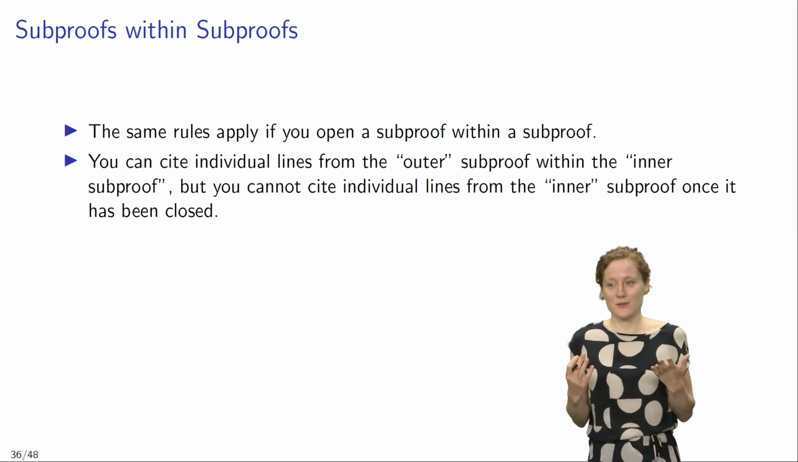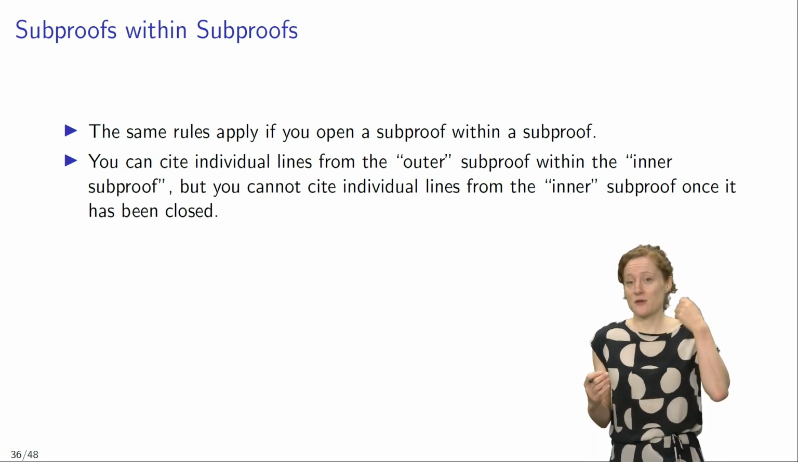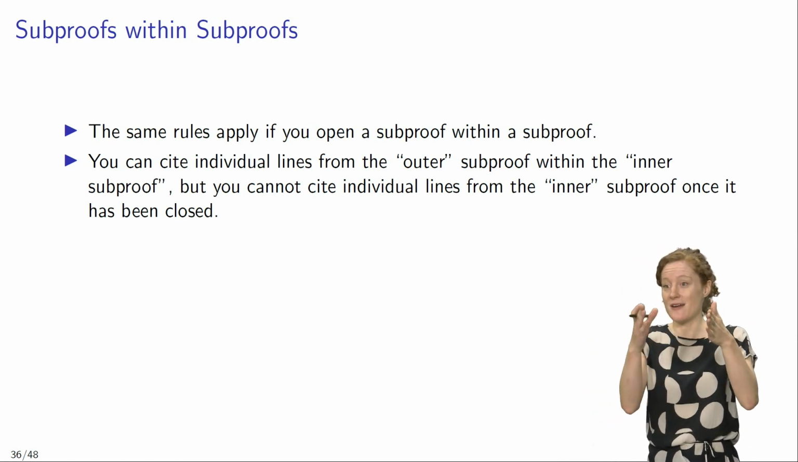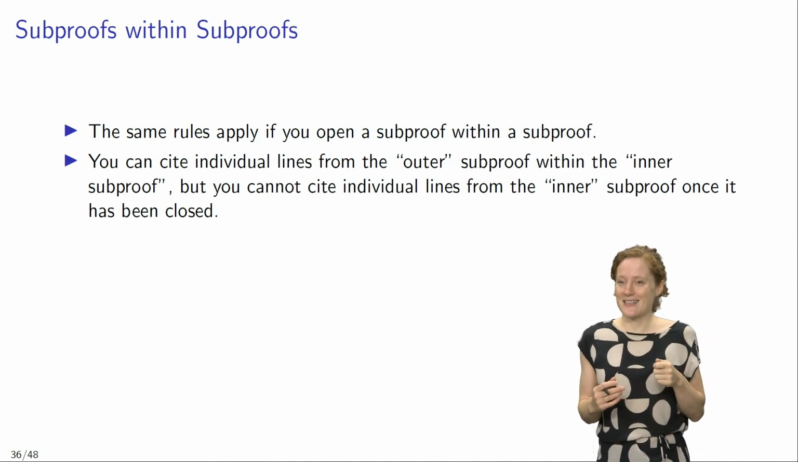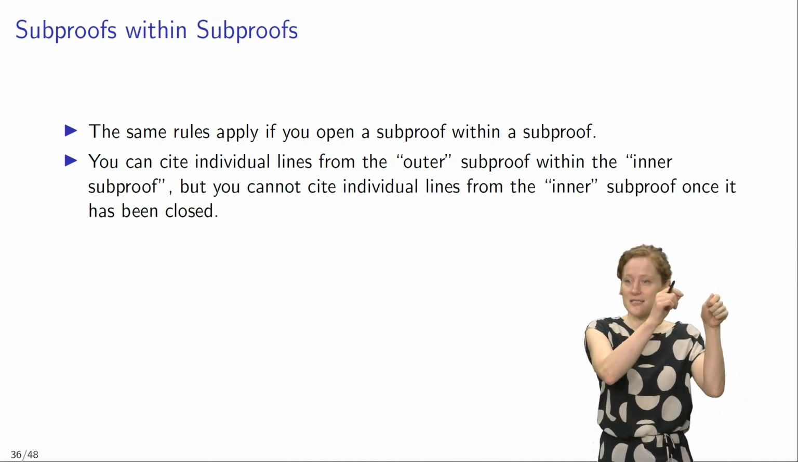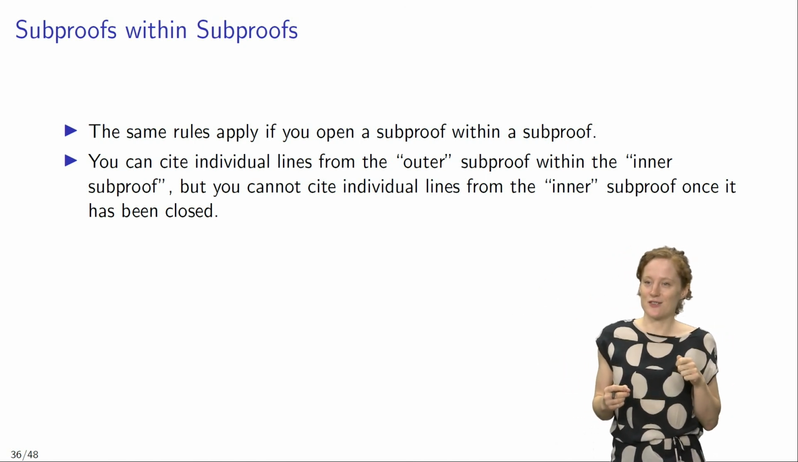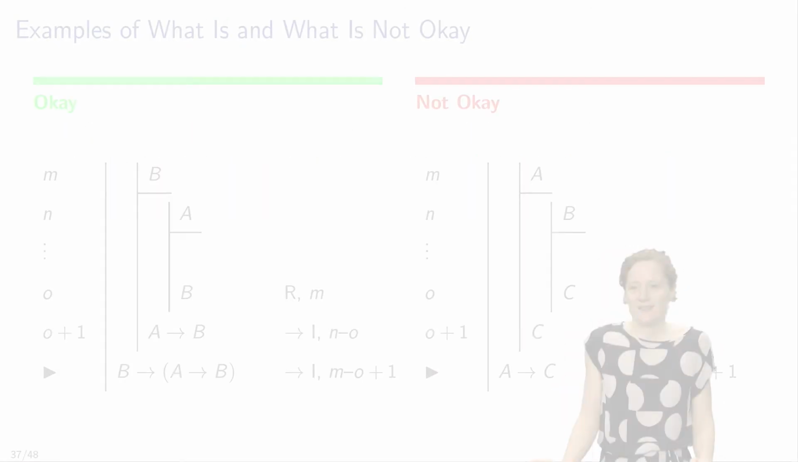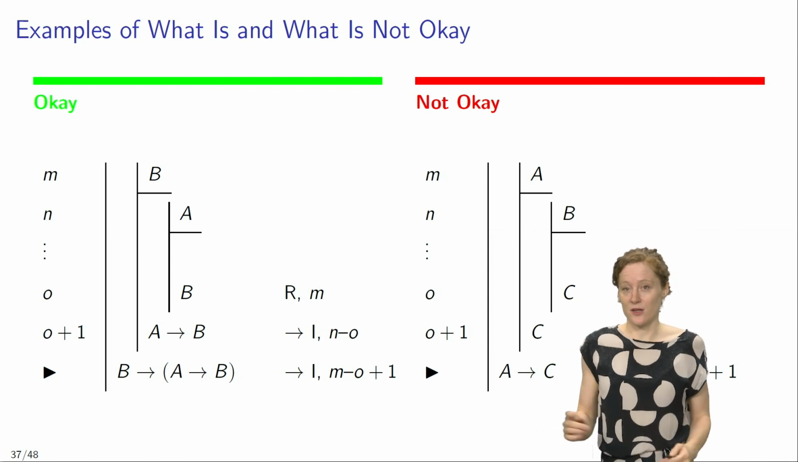The very same constraints also apply if you open subproofs within subproofs. So sometimes you will be required to start a subproof after you have already started another subproof. So you have nested subproofs. In these cases, you can cite individual lines from the outer subproof within the inner subproof, but you cannot cite individual lines from the inner subproof once it has been closed. Here's again an example of what's okay and what's not okay.